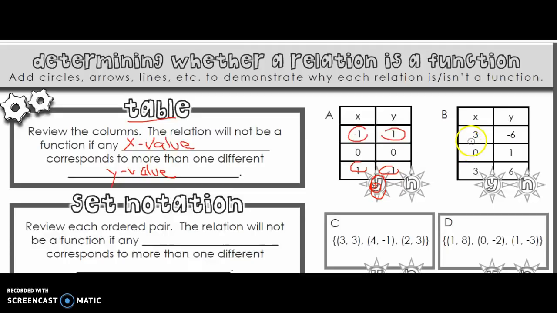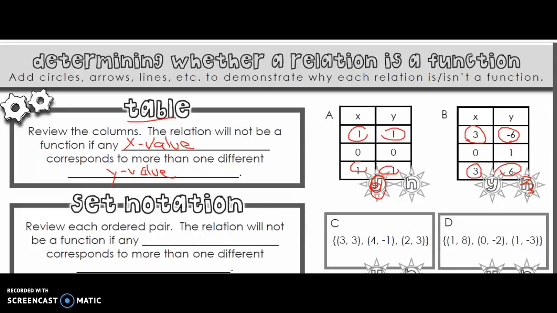But now I want you to notice B. If I put a 3 in, I get a -6. But the next time I put a 3 in, I get a +6? Nope, that is not a function. You can't put in two of the same thing and get two different things, I'm sorry. You cannot put two of the same thing in a function machine and get two different answers. That is not a function.